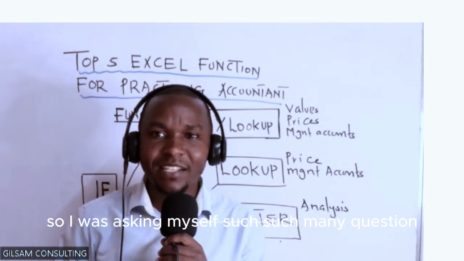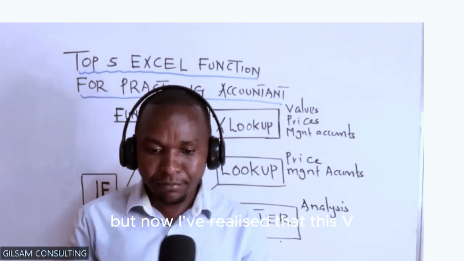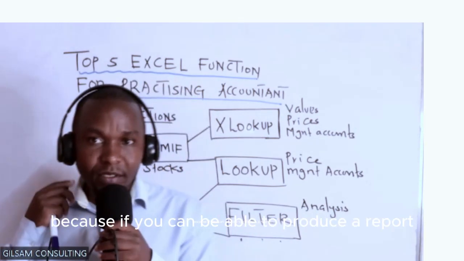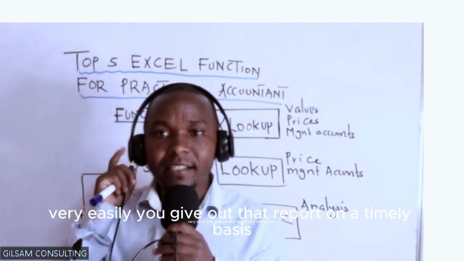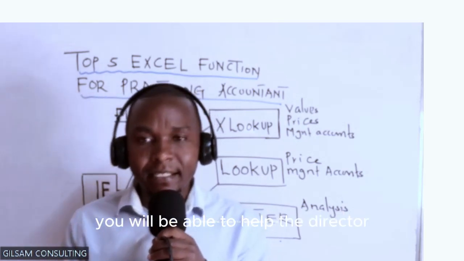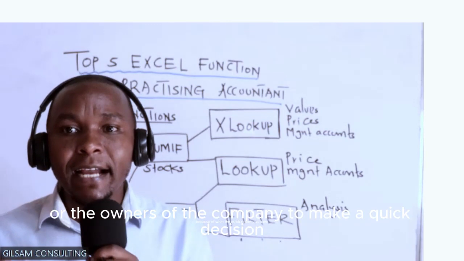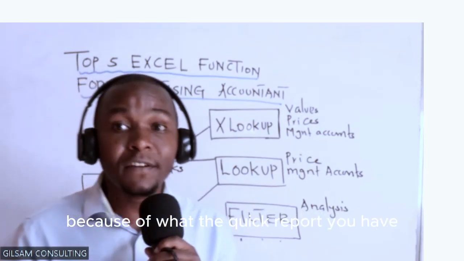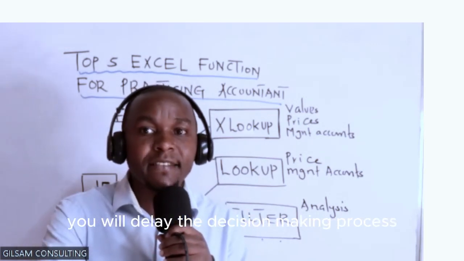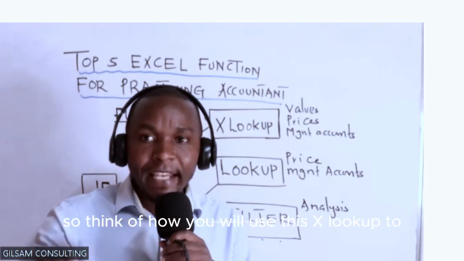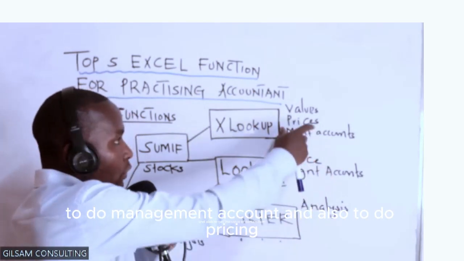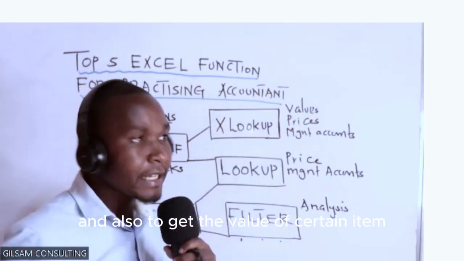I was asking myself many such questions, but now I've realized that this VLOOKUP can pay your rent, because if you can produce a report very easily and give out that report on a timely basis, you will be able to help the director or the owners of the company to make a quick decision because of the quick report you have given out. If you delay in the report, automatically you will delay the decision making process. So think of how you will use this XLOOKUP to do management accounts, and also to do pricing, and also to get the value of a certain item you are looking for.